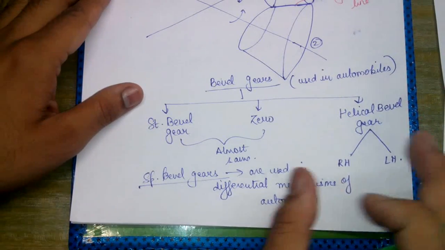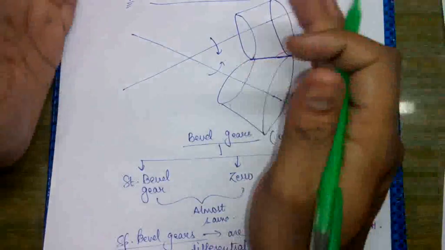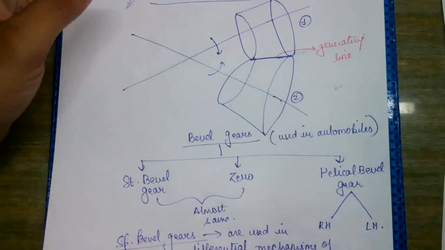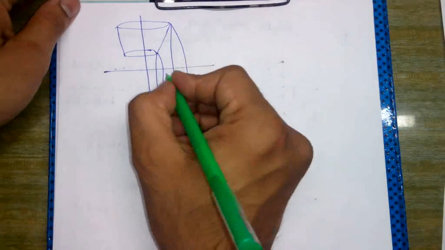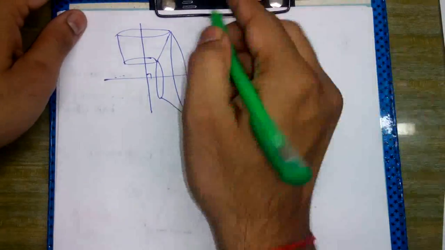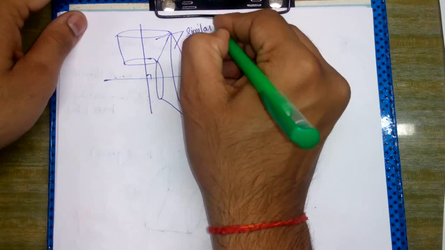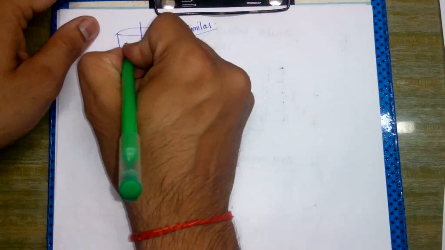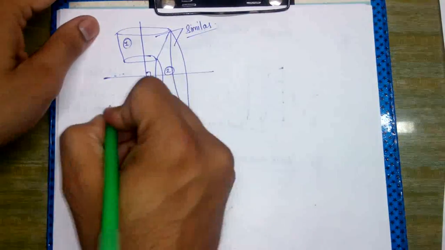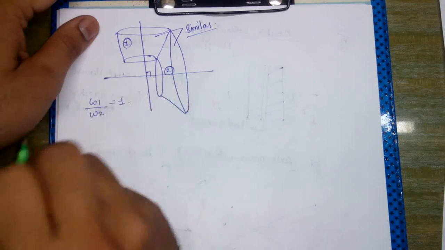Now we will see one condition when these axes would be intersecting at different angles. So here we can see that the axes are actually intersecting at 90 degrees, and these two gears are actually similar. How? In the diagram they may not appear to be similar, but actually they would be similar, such that this is body number 1, this is body number 2, and omega 1 upon omega 2 is equal to 1.